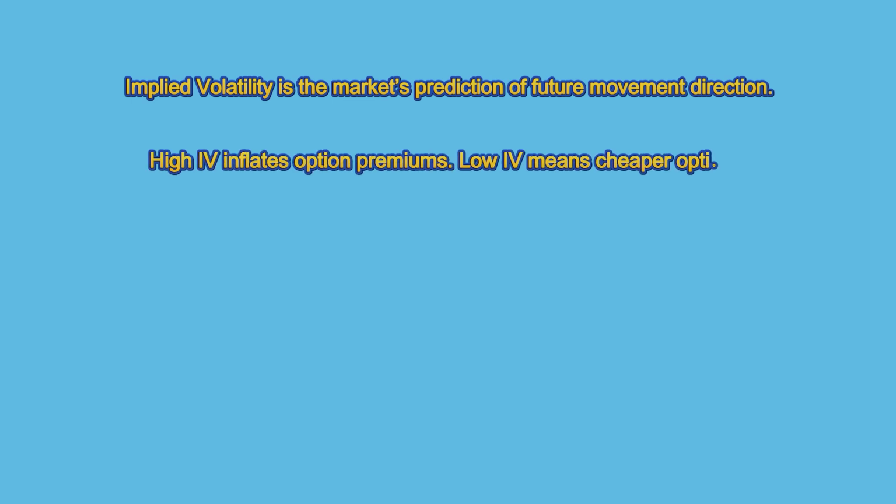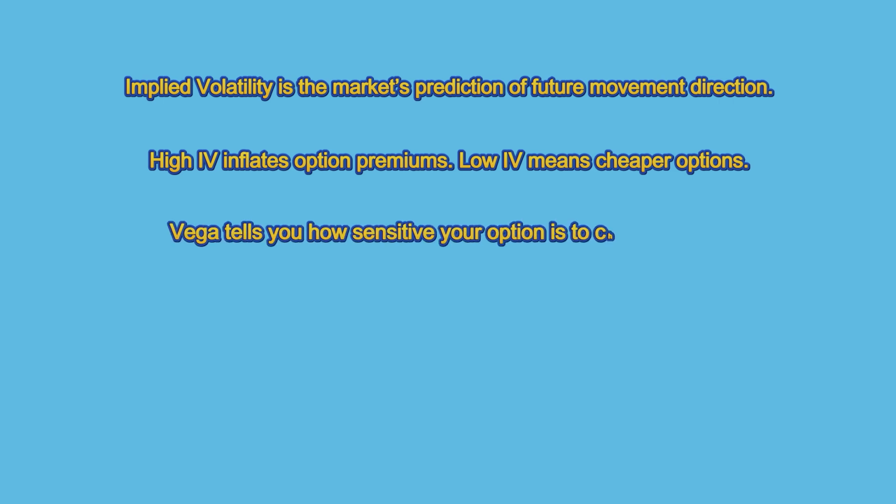Alright, let's wrap it all up with a quick summary and a few final thoughts. Implied volatility is the market's prediction of the future movement, not the direction. High IV inflates options premiums. Low IV means cheaper options. Vega tells you how sensitive your option is to changes in IV.